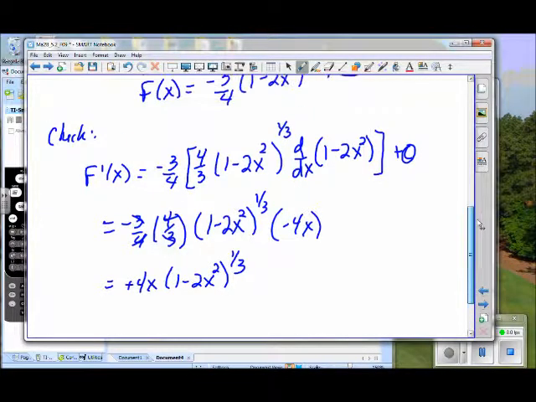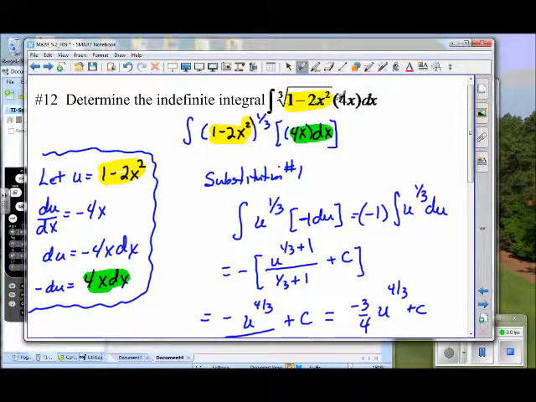How does that compare to our original integrand? Well, it is the same thing. Okay, let's go on to the next problem.